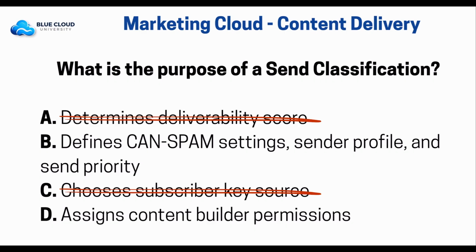And then finally, answer D, assigns Content Builder permissions. In this case, Content Builder may give you an opportunity to share certain things with people within other business units. Again, it has nothing to do with email deliverability, and nothing to do with send classification. So we come back here and our answer is going to be B, defines CAN-SPAM settings, sender profile, and send priority.